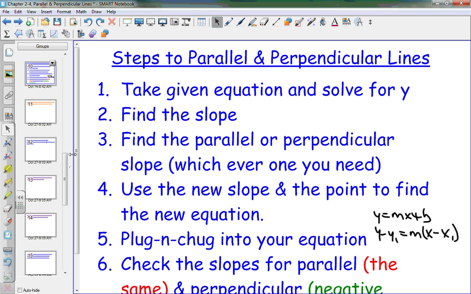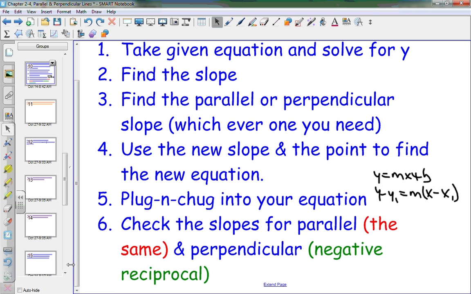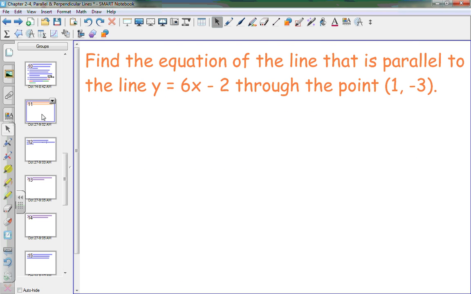So step 2 is find the slope. Step 3 is find the parallel and perpendicular slope, whichever you may need, okay? Step 4 is use the new slope and the point to find the new equation. And step 5 is plug and chug into your equation. Which equation am I talking about? Whichever one you as an individual like. It may be y equals mx plus b. It may be point slope, y minus y1 is equal to m times x minus x1. Plug and chug for that equation and check the slopes of parallel and perpendicular slopes. Are we good? Let's do it.